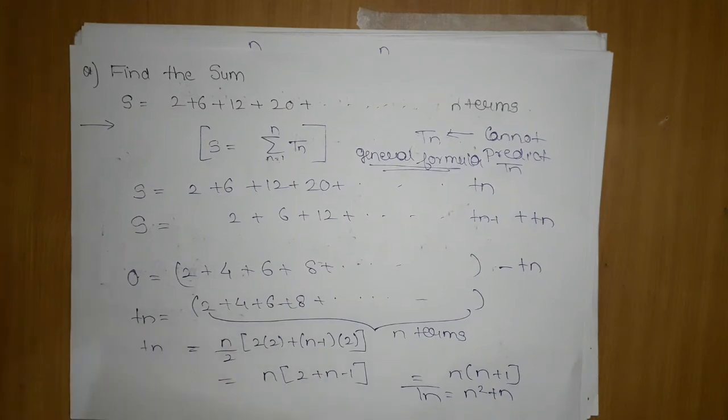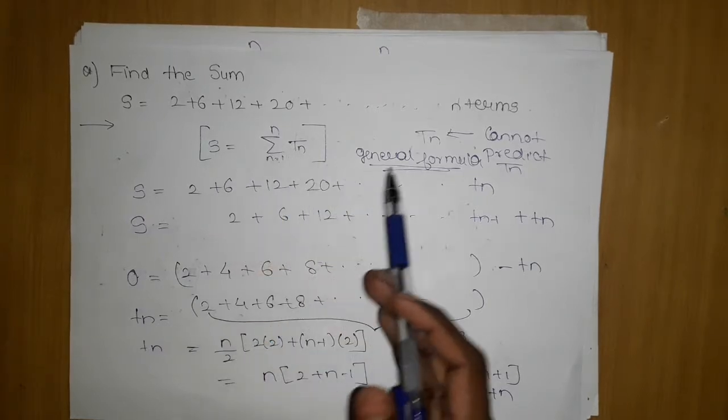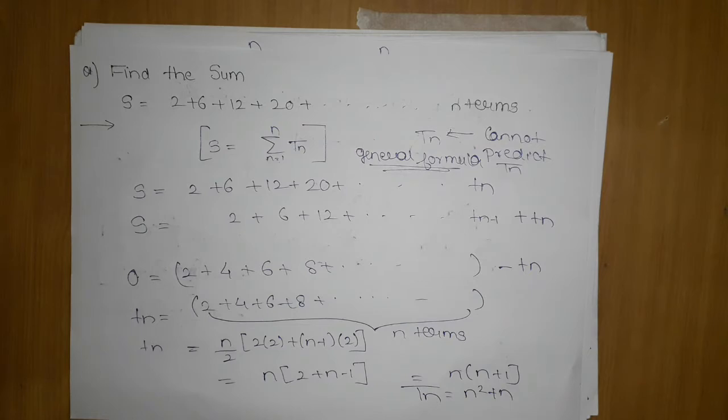When to use this trick? This is called the difference method, summation. Here the sequence or the series given can be from AP or GP, depending on what appears, and we will study what happens when GP appears. Don't worry. Now the important thing is 2 plus 6 plus 12 plus 20, till n terms.